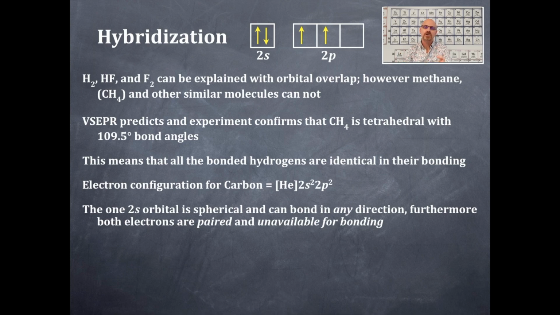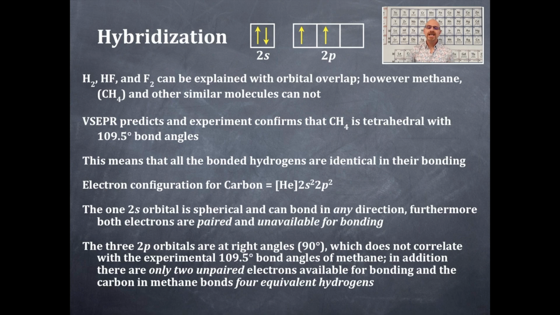There's no orientation to a sphere. Furthermore, both electrons are paired in the 2s orbital and are unavailable for bonding. They're already paired. Okay, the 3 2p orbitals are at right angles from each other, 90 degrees. That's the x, y, z planes, which does not correlate with the experimental 109.5 degree bond angles for methane that's tetrahedral. In addition, there are only 2 unpaired electrons available for bonding, and the carbon in methane bonds with 4 equivalent hydrogens. So how do we explain this?